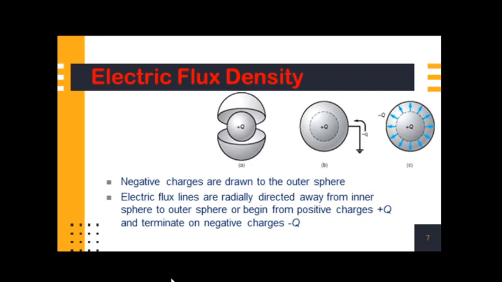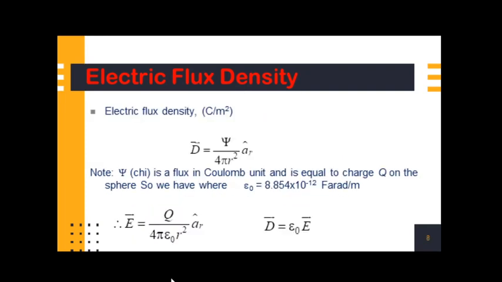See the figure, figure A, figure B and figure C show that the negative charges are drawn to the outer sphere. Electric flux lines are radially directed away from the inner sphere to the outer sphere, or begin from positive charge plus q and terminate on the negative charge minus q. Electric flux density is measured in coulomb per meter square.